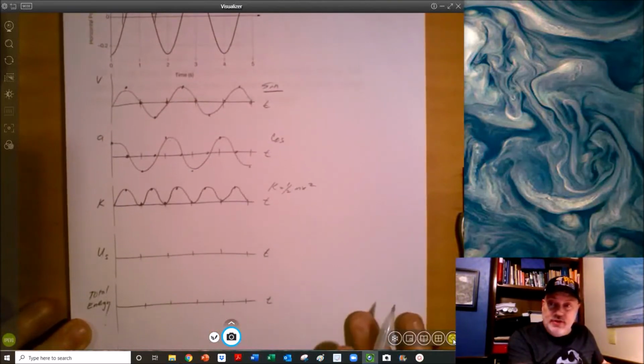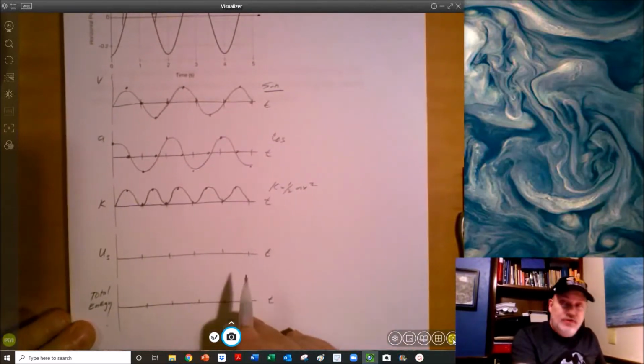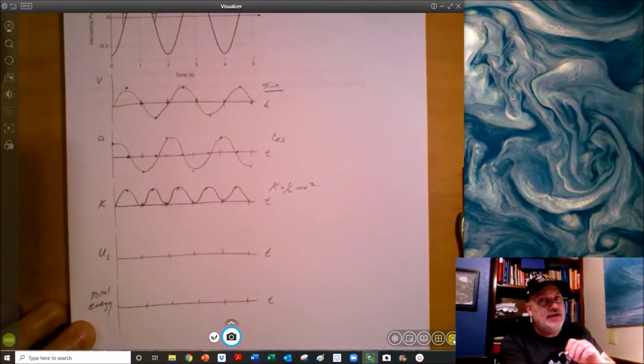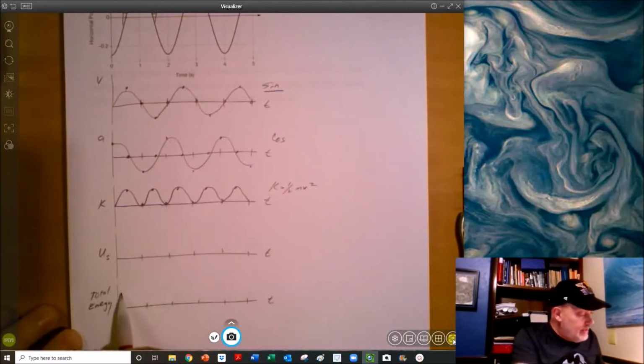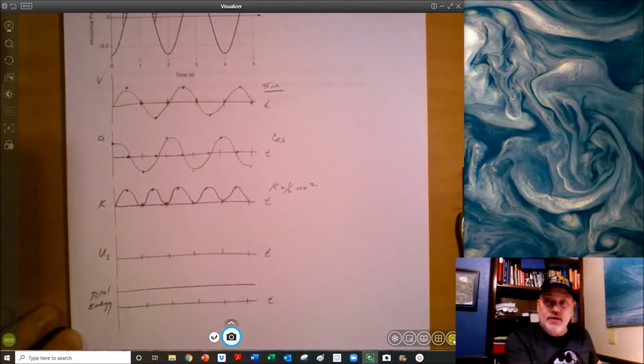What will the potential energy look like? Well, the potential energy has got to add up with the kinetic energy to add up to the total, which should be constant. So here's my total down here. It's easy. It should look like that. Constant all the way across.